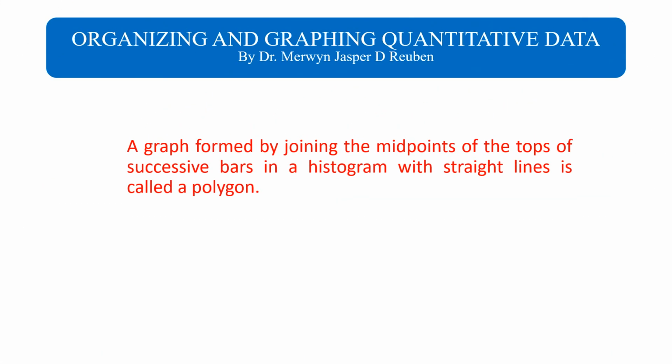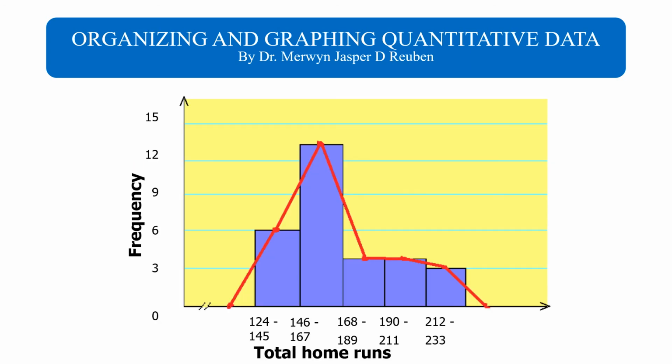The next graph we are going to see is called the polygon. A graph formed by joining the midpoints of the tops of successive bars in a histogram with straight lines is called a polygon. So this is a graph showing the histogram of the frequency distribution, and in that I plotted the polygon. So at the top of the midpoint of the bars I put a dot and then connect the dots with a straight line. So I start from 0, go to the first class midpoint in the graph, and I connect it with a straight line, and so on. So this is the shape of the polygon.